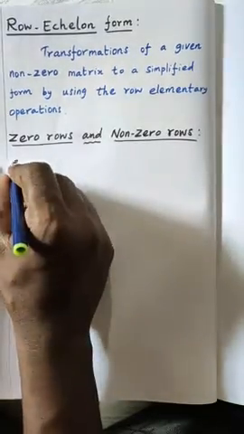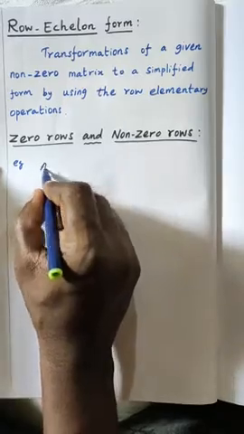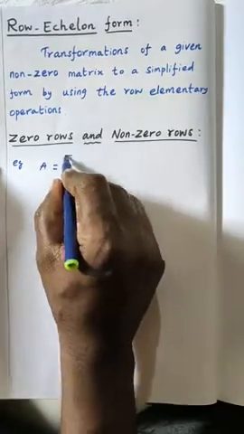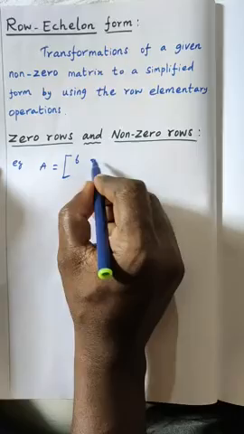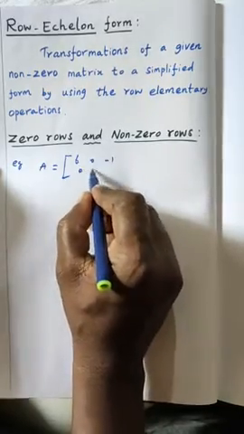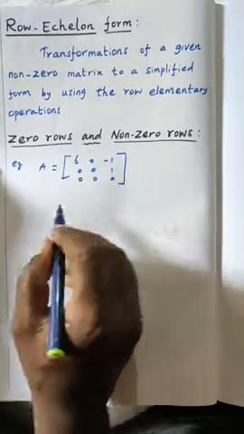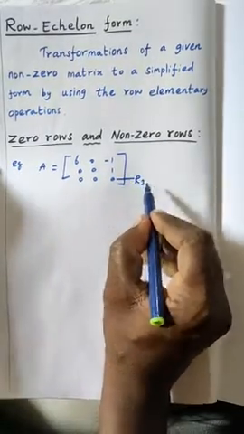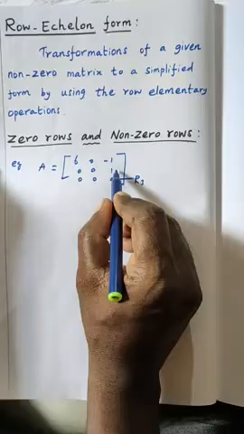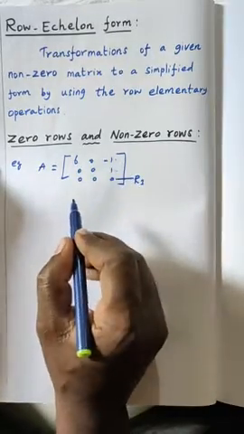For example, consider matrix A having the elements 6, 0, minus 1, 0, 0, 1, 0, 0, 0. Row 3 is a zero row, and row 2 and row 1 are non-zero rows.